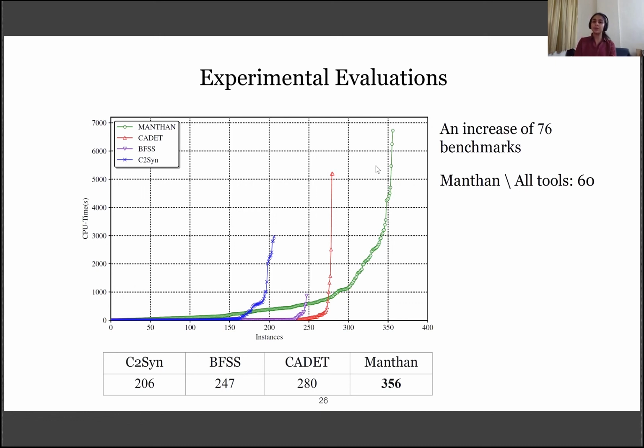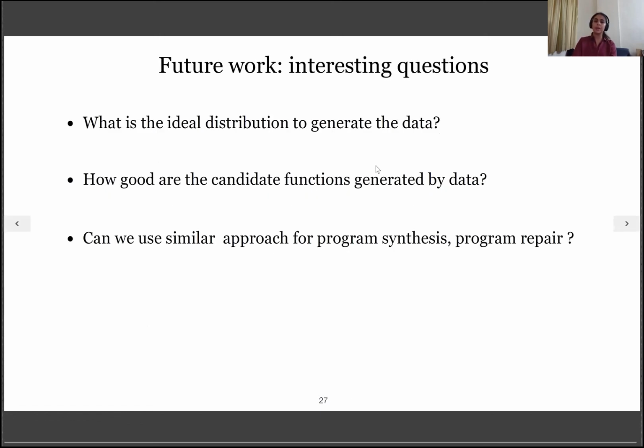Manthan is not only performing well empirically, but it also opens up several directions for future work. Here we have hypothesized that just sampling uniformly at random is not good enough to learn a function from relational data. But what is the ideal distribution to generate the data? We are still far from answering this question. We have found that the candidate functions learned by the decision tree classifier are good in terms of required number of repair iterations. But still we don't have any quantitative measure of the goodness of candidate functions. Last but not least, can we use a similar kind of technique to do program synthesis and program repair?